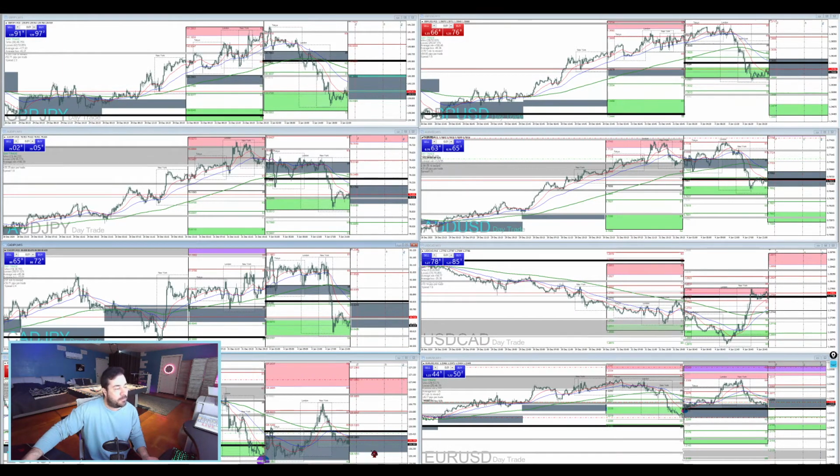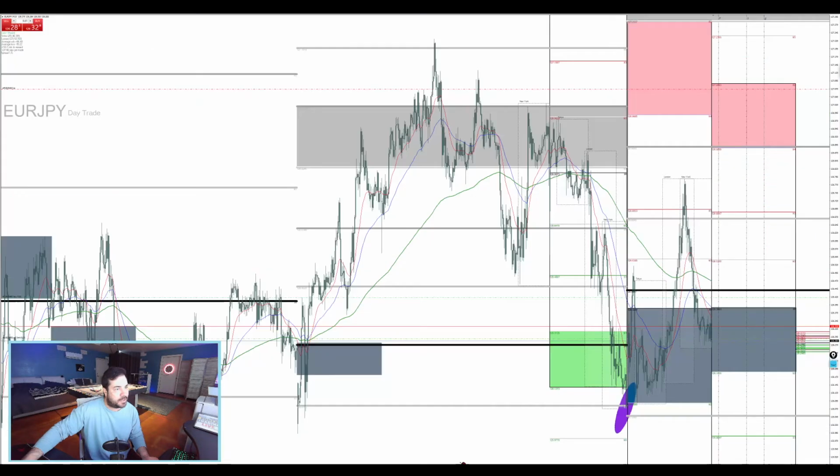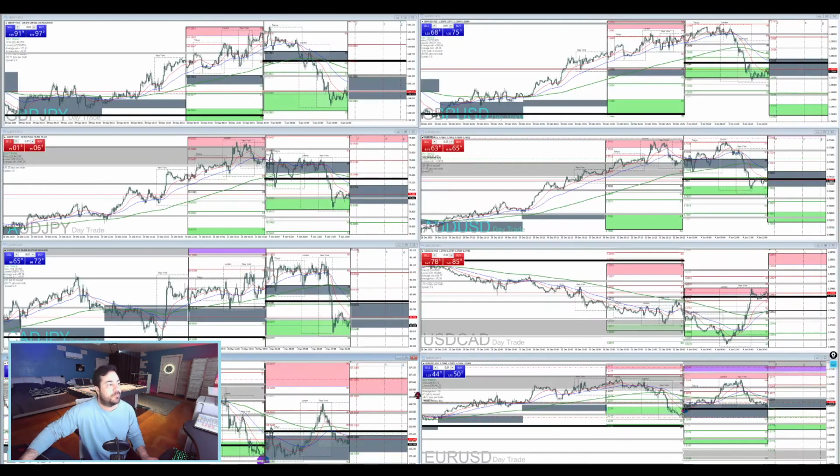Okay, so I'm going to go ahead and pause this now. Let's take a look at the euro yen. Spread's not so bad, not compared to days before. I'll go ahead and pause this video, and if I get a good chance on euro yen, I'm just going to take it out market and remove my pending order.